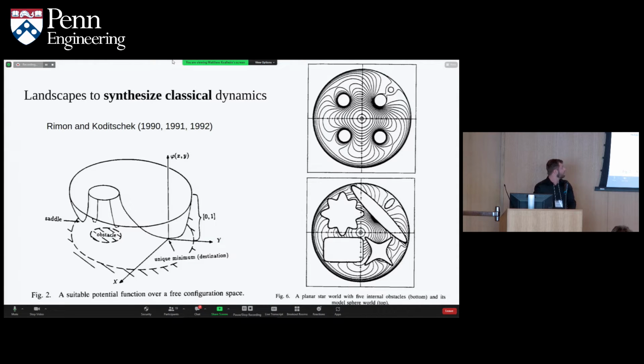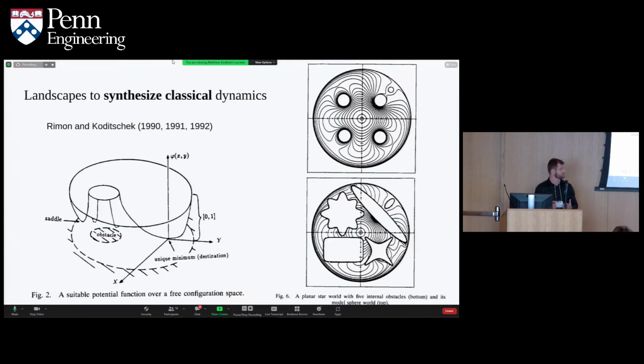So what Dan and Elon Ramon did was they figured out how you could synthesize classical dynamics and use this on robots. You find a scalar valued function which goes low where the boss tells you to go, and it goes high where the boss tells you not to go. And what Dan and Elon showed is that not only do such functions always exist where they only have one global minimum and hence only one local minimum, so you can't get stuck anywhere, but they actually showed how you could construct these.